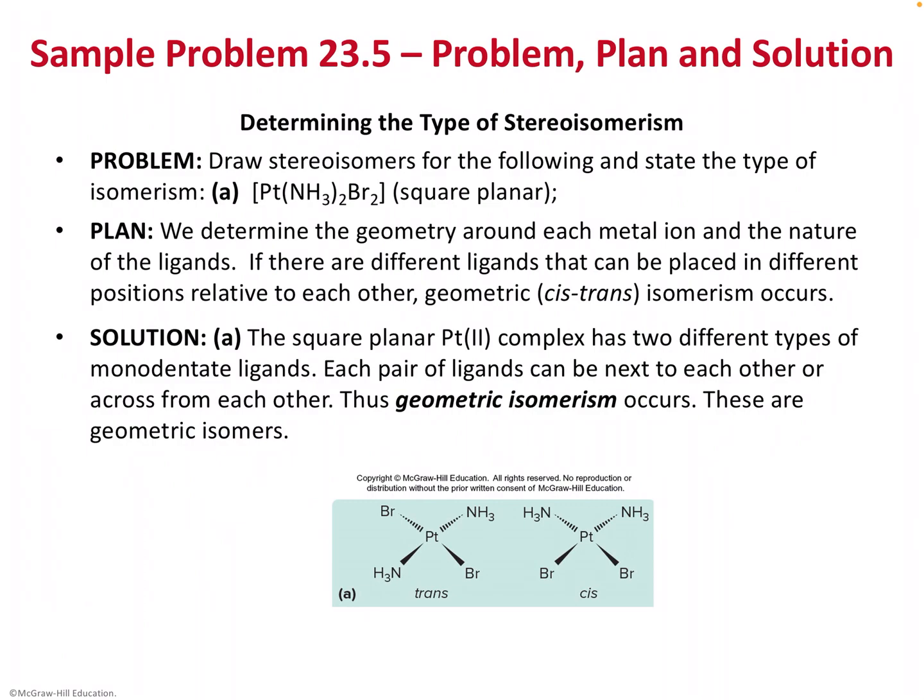Draw stereoisomers for the following and state the type of isomerism: platinum with 2 amine groups and 2 bromine groups, and they are square planar. We can determine the geometry around each metal ion and the nature of the ligands. If there are different ligands that can be placed in different positions relative to each other, geometric or cis-trans isomerism occurs. So here we can see the trans isomer, where they are on opposite sides, and then the cis isomer, where they are close to each other. So they are geometric cis-trans isomers.